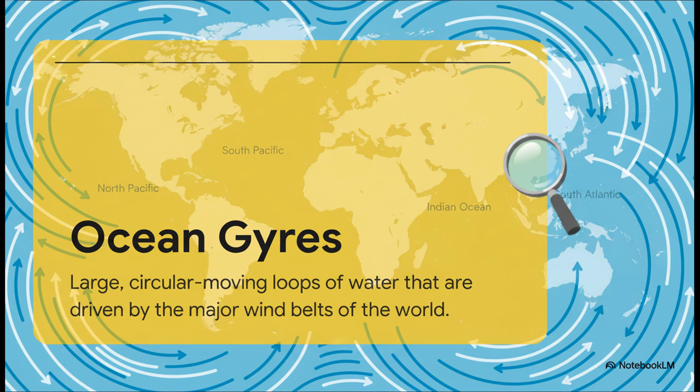You get these massive circular currents called gyres. The 5 major subtropical gyres in the North and South Pacific, North and South Atlantic, and the Indian Ocean, these are the giants that totally dominate surface circulation.